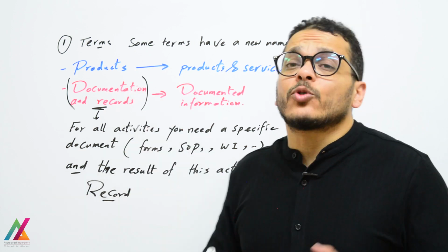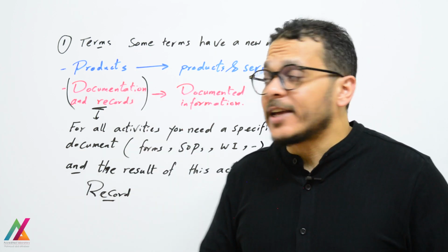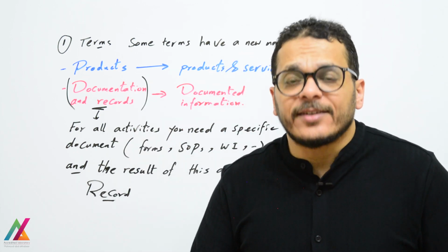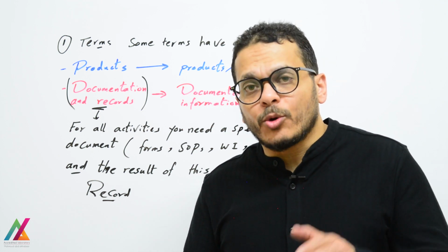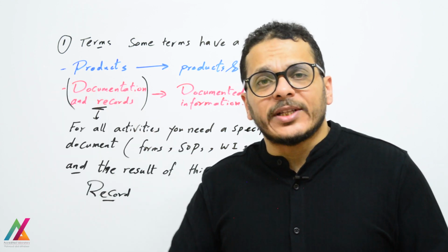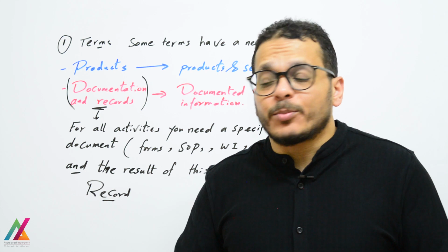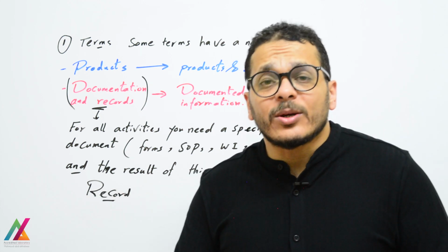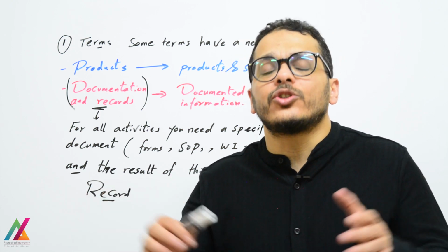First point, the name for some terms. The names for some terms have been changed, such as products. Products now is product and service, because ISO 9001 is not limited only to products but also to service. And that was also in the 2008 edition. There was a statement stating that products means product and service, but now in the 2015 edition it's clearly identified in all notes in the ISO.